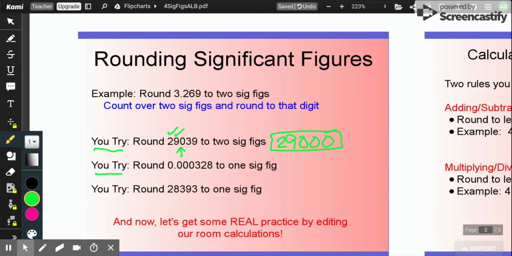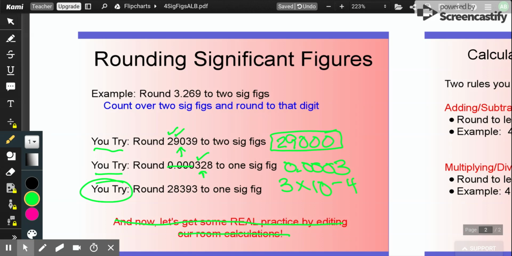All right, let's try this one. Round to 1 sig fig. These are all zeros, so they don't count. 3. And then I look next door, I see a 2. So that means my answer is going to be either 0.0003 or 3 times 10 to the minus 4, either one. Let's try this one. I'll let you try it. We're not going to do this. This is for in the classroom. Go ahead, try that one, and I'll get back to you.